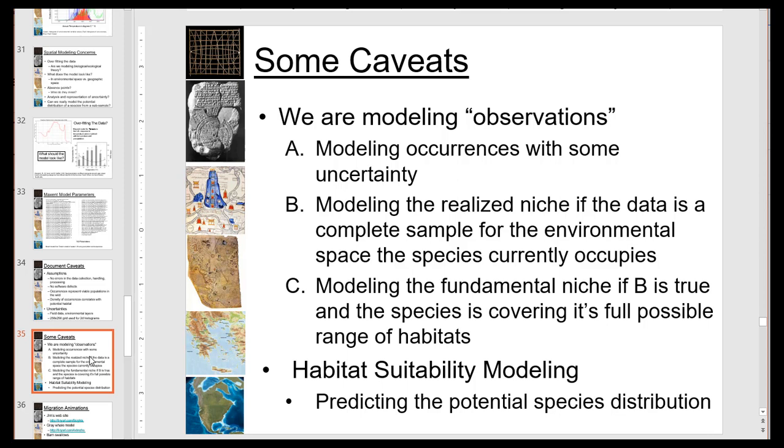We'd be modeling the realized niche if the data was a complete sample for the environmental space the species currently occupies. Very important in that. So if we got all samples from the entire environmental space the species is currently in, then we get the realized niche. We still wouldn't have the fundamental niche. We only get the fundamental niche if the species is covering its full range of habitats. And that's rarely the case, especially now with human modification.